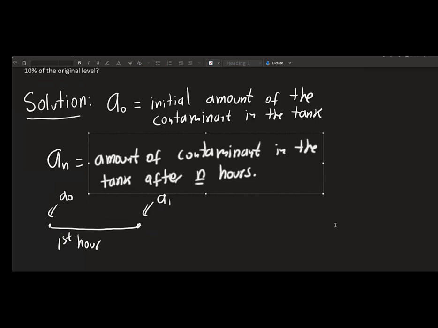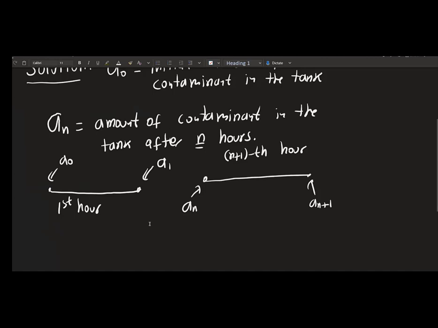So when you are here in the general case, this is the AN, and this is going to be the AN plus one. So this will be the general case. This will be the N plus oneth hour. That will be just the picture that we have here. So this is the initial amount of contaminant. After the first hour will be A1, and during the N plus one hour, the initial amount of contaminant is AN, and it's going to end up in AN plus one.